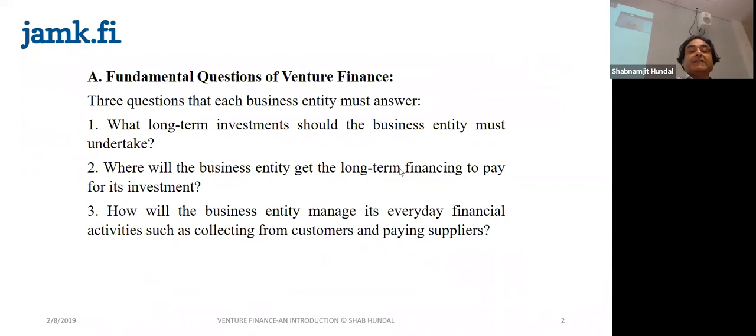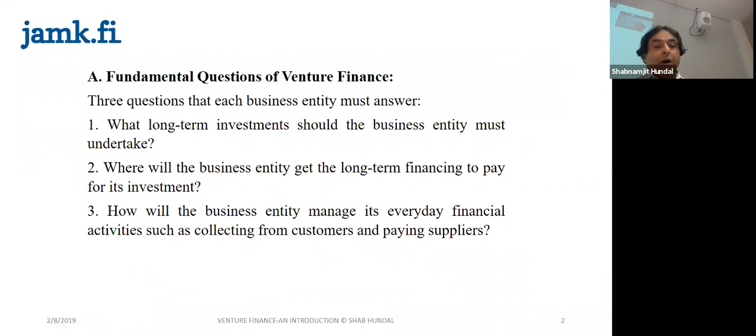The second thing is, where will the business entity get the long-term funding? Now, question one is a wish list: we want to make these long-term investments. The question is, where does the money come from? Where do the resources come from? That we shall study in the second point. Where will the business entity get the long-term funding to pay for its investments? That is where the words capital structure and source of funding come in.